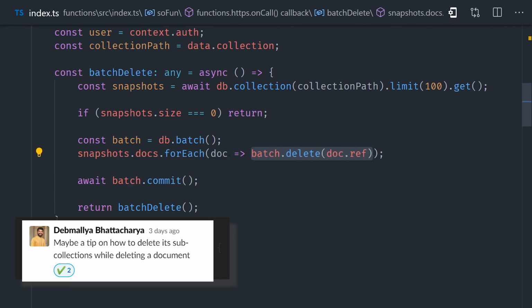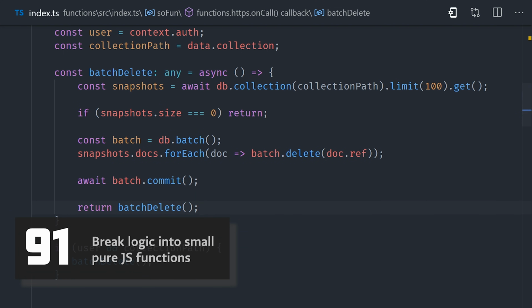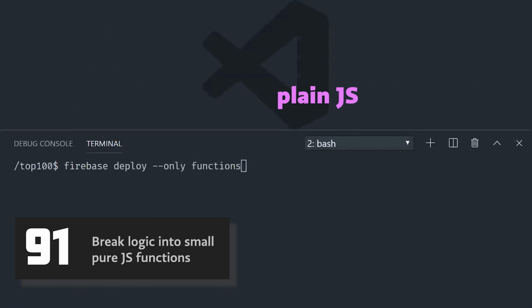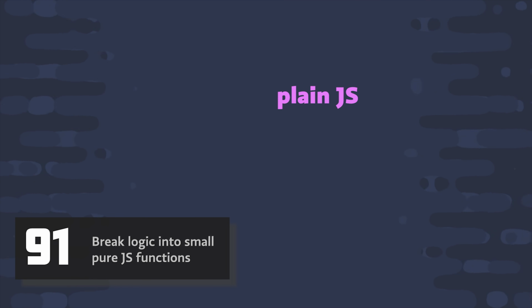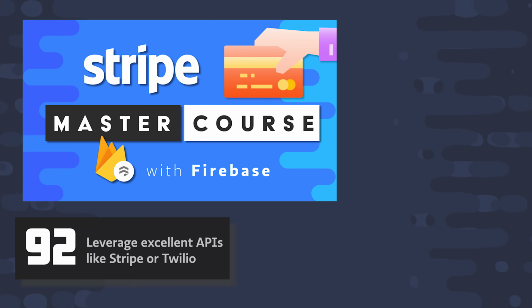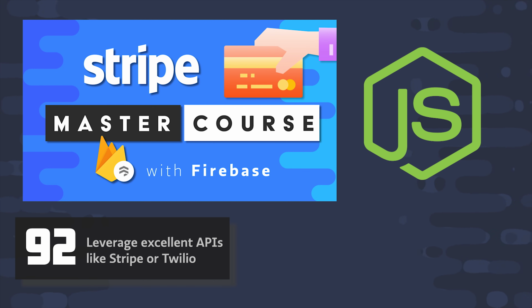go. Now, when implementing the actual logic for your backend code, consider breaking it down into small JavaScript functions. This allows you to reuse code across multiple deployed Cloud Functions, and it's also just easier to test. Keep in mind that Cloud Functions provide a gateway to interact with other third-party APIs. Almost every good API also has a good Node.js library to go with it, so basically anything you can build in Node.js, you can build in a Cloud Function.